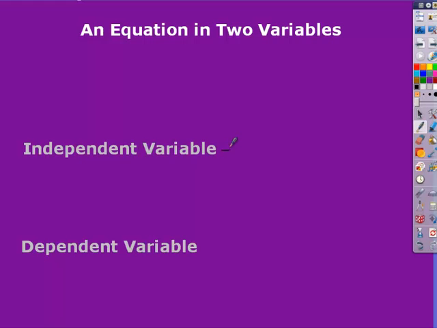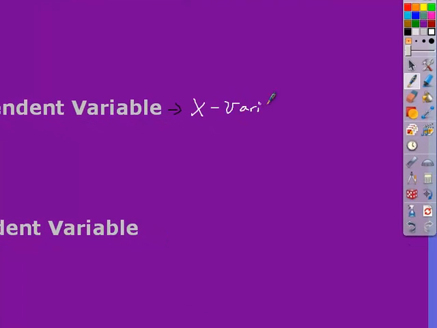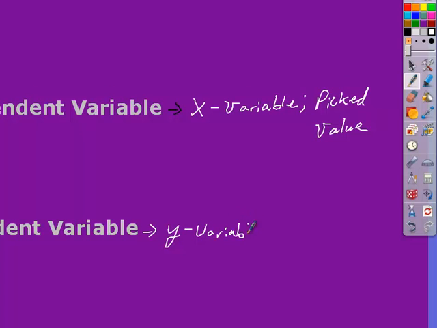The independent variable is the one that you get to pick, so it can change. Okay, it can be whatever you want it to be. So this is going to be, for us, the x variable, because this is the one that we pick. So it's the picked variable, or the picked value. Okay, now the dependent variable is going to be, for us, the y variable, and this is the one that you find. So this is the one that you solve for. So this is the value you find.